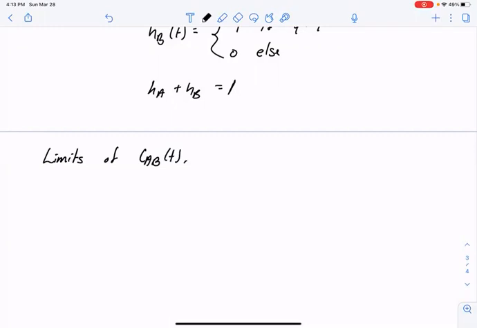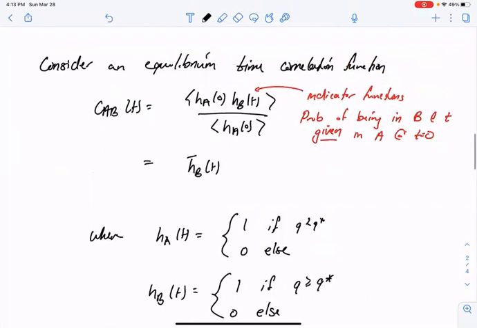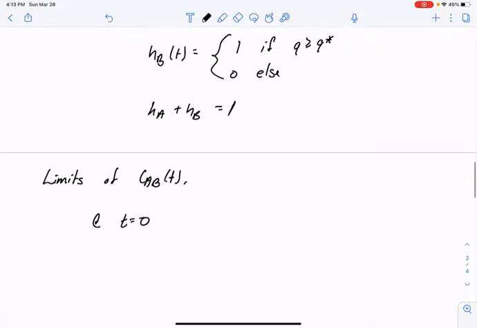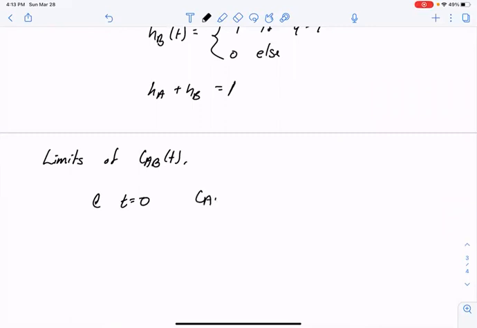Okay, so what is C_AB at time equal to 0? I'm averaging h_A at 0 and h_B at 0. The system cannot be in two places at once. It is either in the non-overlapping region A or its complement B. And so one of those is going to be a 1 and the other is going to multiply it by a 0. So the initial value of C_AB must be 0, essentially by construction.